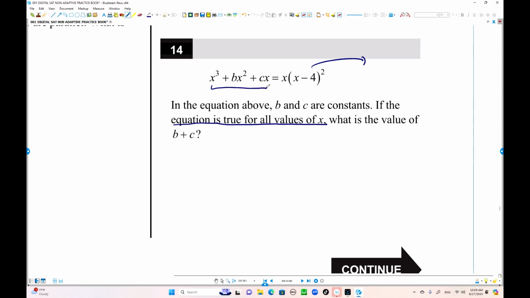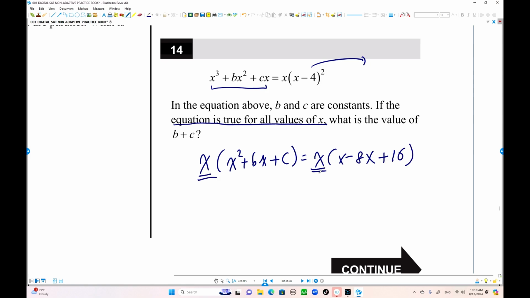Take a look at the left-hand side. All terms have a common factor x. Factor x out, so x squared plus bx plus c, that equals x times (x minus 4) squared, which is x squared minus 8x plus 16. But this is already equal, so the expressions inside the parentheses must be identical, they must be equal.